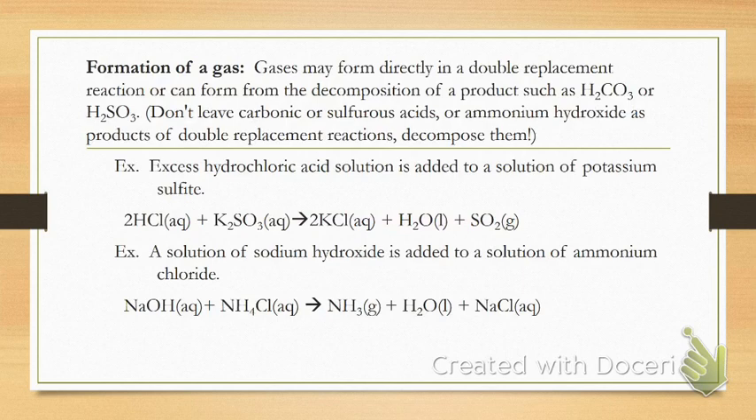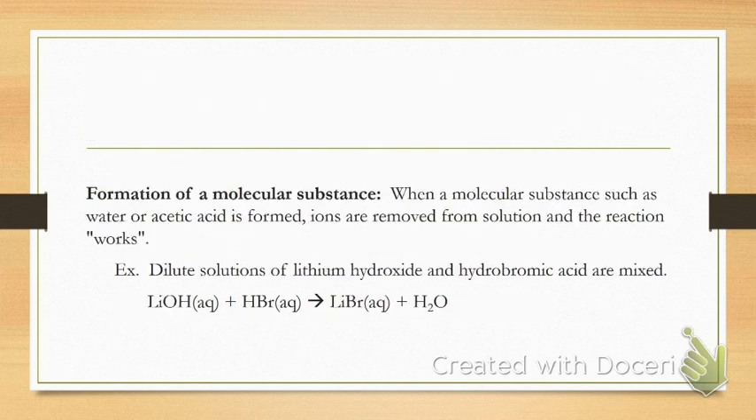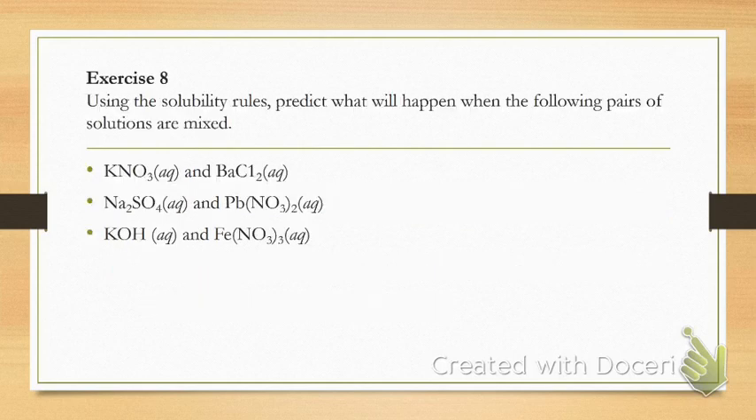In the case of the bottom one, sodium hydroxide and ammonium chloride, you're forming NH3 and liquid water, okay? Next page. And there's one of a molecular substance forming liquid water. It should have an L behind the H2O. So that would also be happening. So we're going to use the solubility rules to predict what will happen when the following pairs are mixed. Would anything happen in the first one?